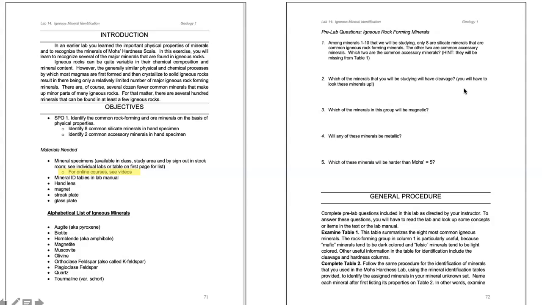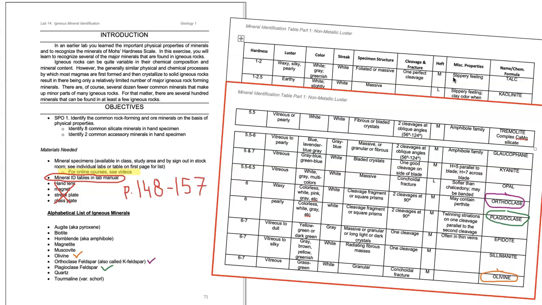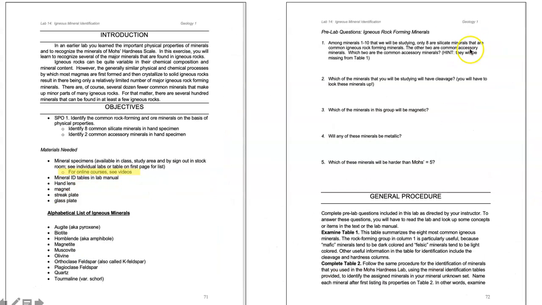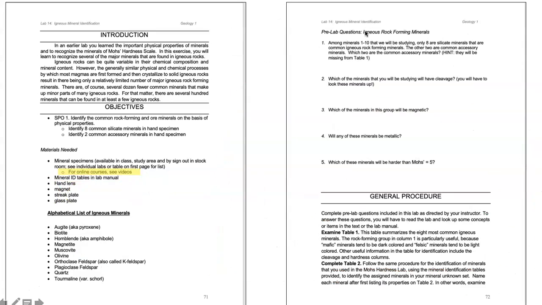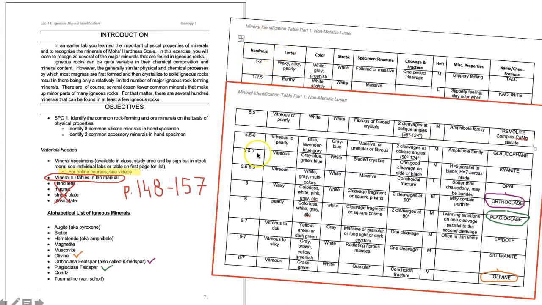So you'll look on those tables I just showed you from the back of the lab manual, and you'll be able to tell which ones have cleavage. Which minerals will be magnetic? That will be given in the miscellaneous properties column. Will any of these minerals be metallic? Well, again, you want to go to the metallic luster part of the table and see if any of the minerals are listed there. Which of these minerals will be harder than Mohs value of 5? Then you go to the hardness part and check if any of these minerals are harder than 5, and you can see that there's 3 of them right here.